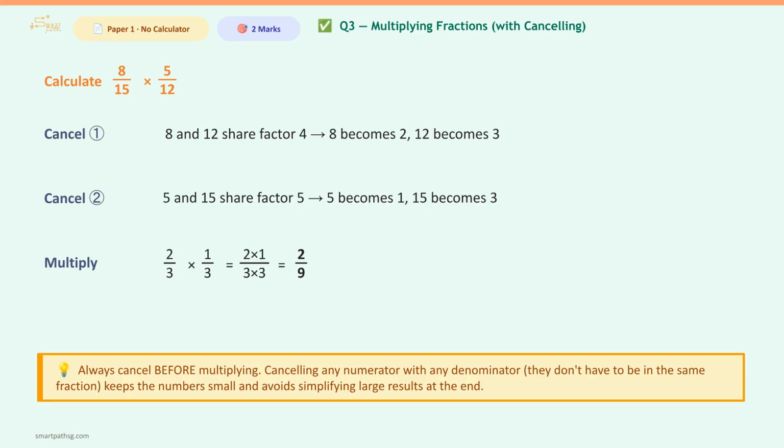Multiply the numerators. 2 times 1 equals 2. Multiply the denominators. 3 times 3 equals 9. Since the numbers 2 and 9 share no common factors, the fraction is already in its simplest form. So the final answer is 2/9.